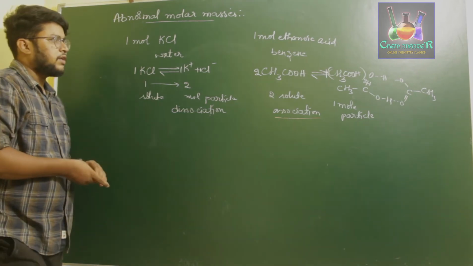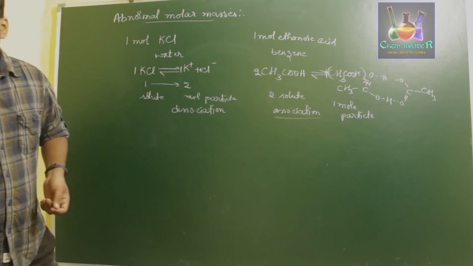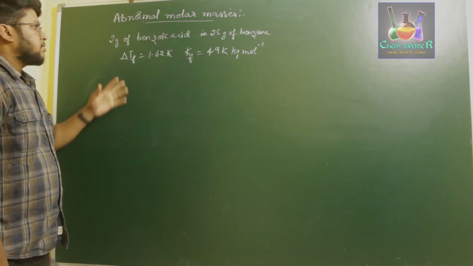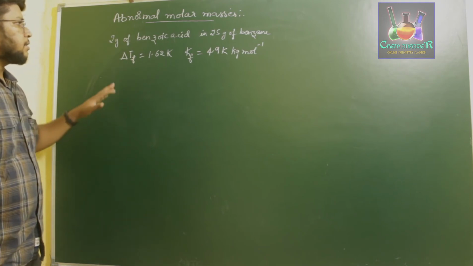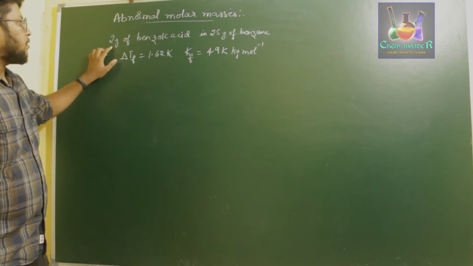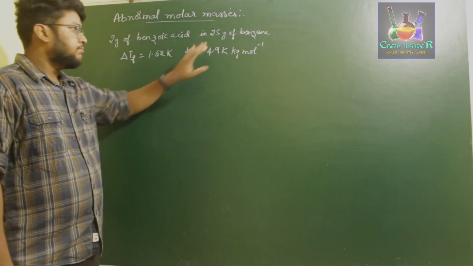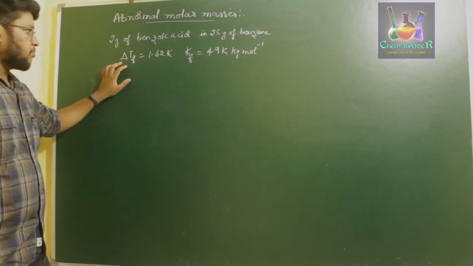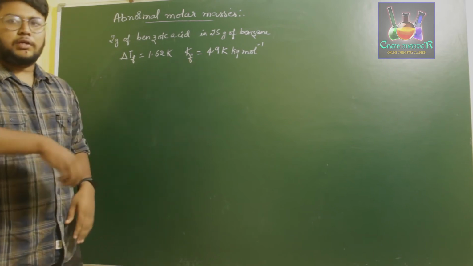We can understand this by using a particular example. Let us take a problem. In this experiment, they have given us 2 grams of benzoic acid dissolved in 25 grams of benzene, the depression in freezing point ΔTf is 1.62, and the constant Kf is 4.9 K kg per mole.